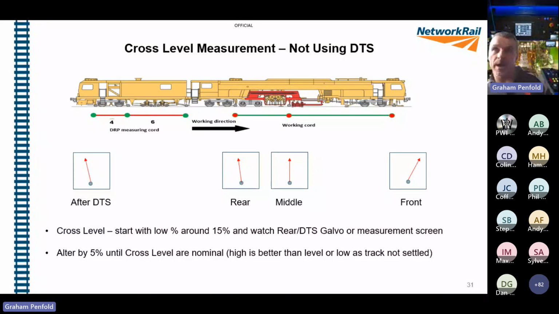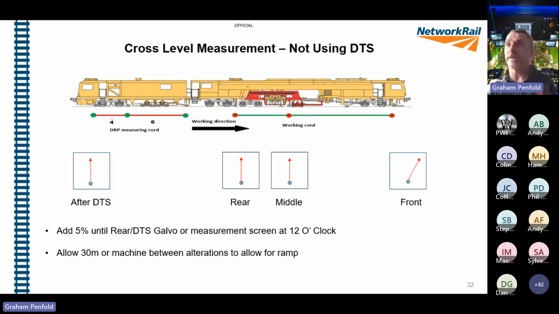So what you'd do, you'd up that, you'd wait a machine length, and then you would up that cross level compensation by around 5%. You could estimate it. So the next time you come on, your front is out again. Your middle corrects it, and because you've upped the cross-level compensation to a higher level, you check your rear, and it should also be 12 o'clock, which is the correct cross level.